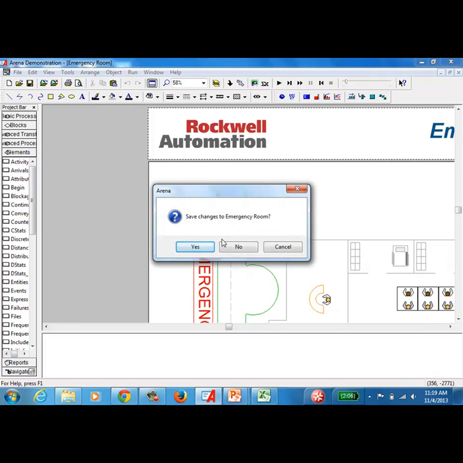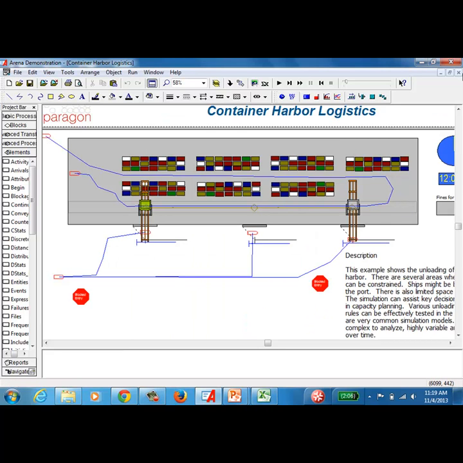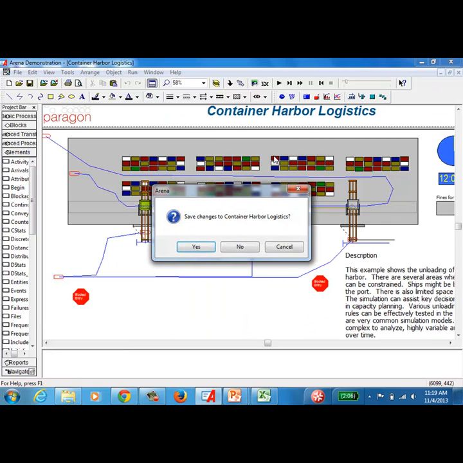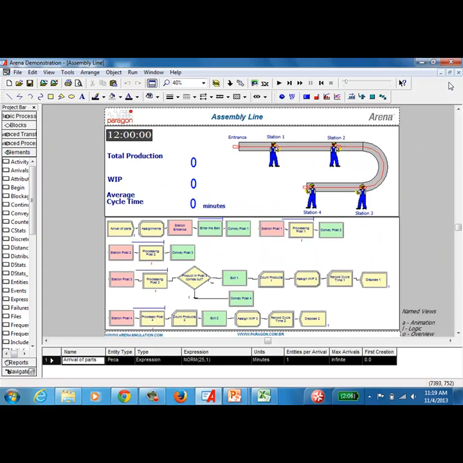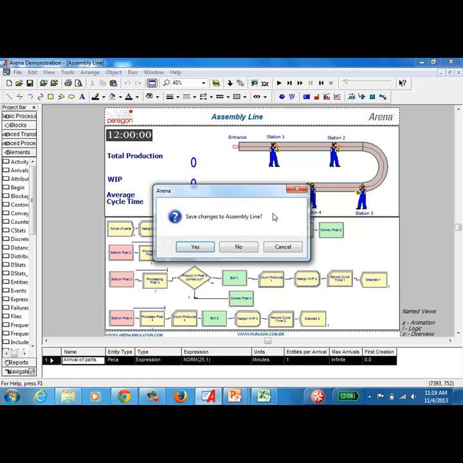In particular, I'm more into healthcare applications and wind farm simulation applications. So if any of you are interested in learning more about that, let me know.